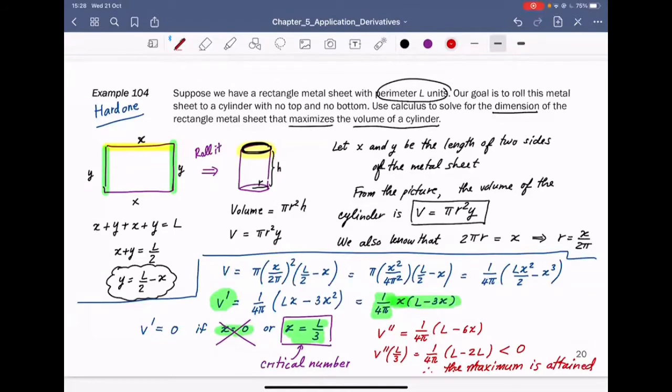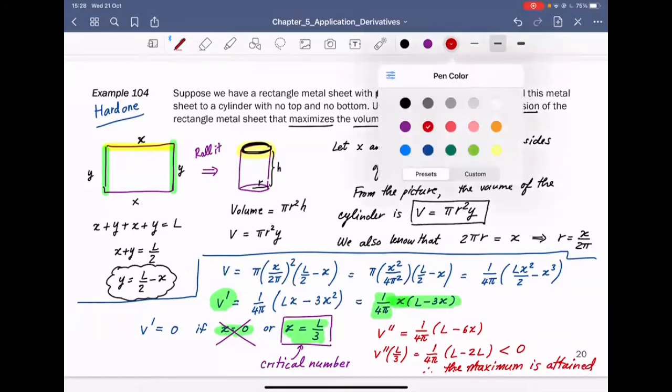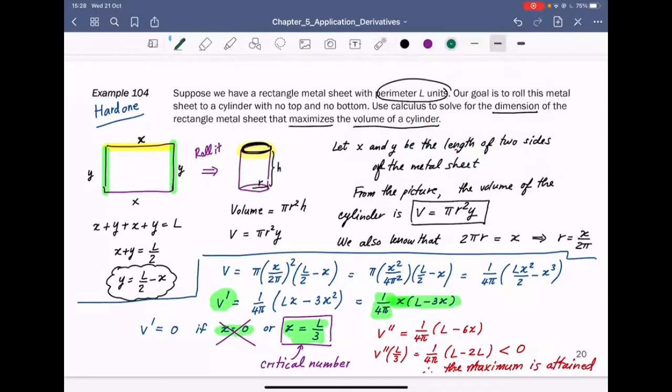Sounds good? So the answer, I will leave the answer on the top here. The answer is the design dimension. The dimension that we want is going to be x equal to L over 3 and y equal to L over 6. Because once you get L over 3 here, you can solve for y, which is L over 6, because y equals L over 2 minus x.